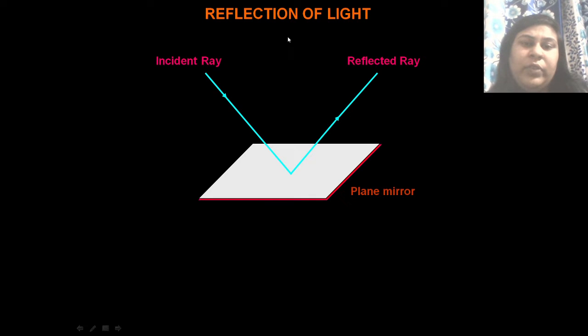Now the point at which the incident ray strikes the plane mirror, a smooth surface, is known as the point of incidence. We make a perpendicular here, which is known as the normal. The angle between the incident ray and the normal is known as the angle of incidence, represented by angle I, and the angle between the reflected ray and the normal is represented by angle R. You can see here, that is angle R. Now we will move further.